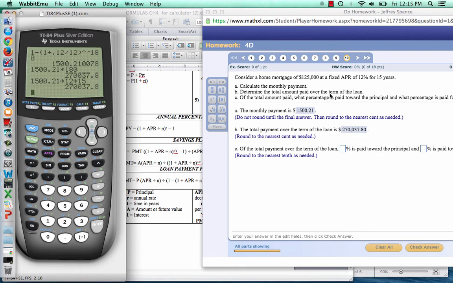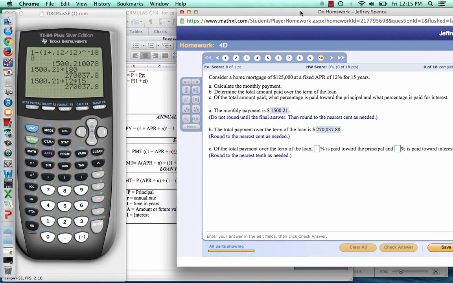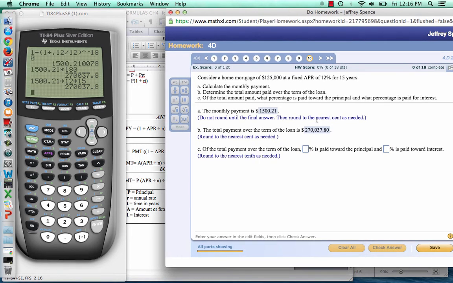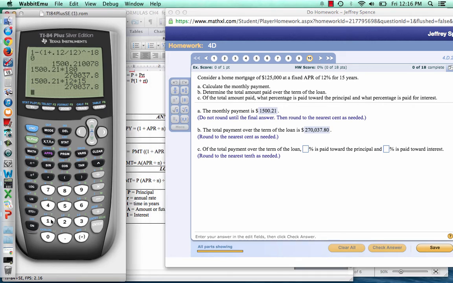So it says, of the total payment over the loan, this percent is paid towards the principal and this percent is paid towards the interest. So to do the percent paid towards principal, well, that's what we owe. Eventually we're going to pay off this $125,000, but we've paid $270,037.80 to pay off this $125,000. So we've paid a total of this amount. So we have to take the $125,000, which is the part that went towards principal, and divide it by the total paid.